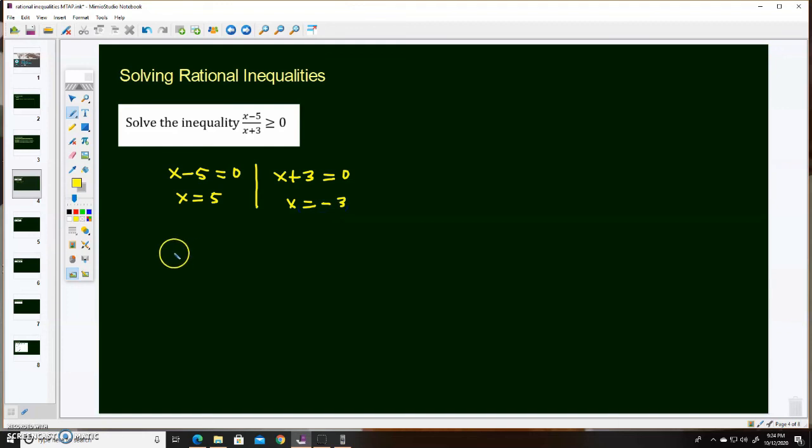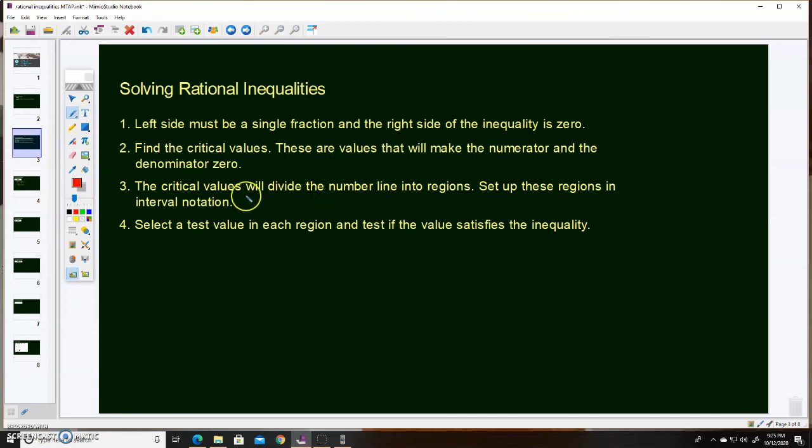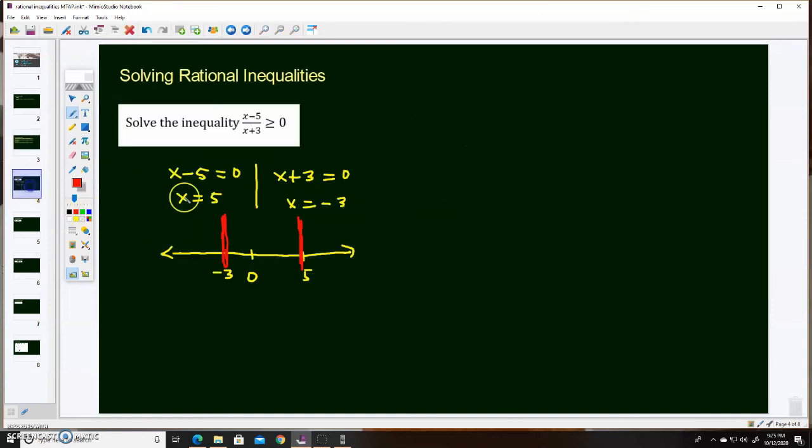Now we will have the number line drawn. Of course, the middle value is 0, negative 3 is to the left of 0, and 5 is to the right. These 2 critical values, negative 3 and 5, will divide our real number line into regions. We're using the real number line as a visual to help us set up the regions. That is actually step number 3. We're done with steps 1 and 2, and now we set these regions in interval notation.